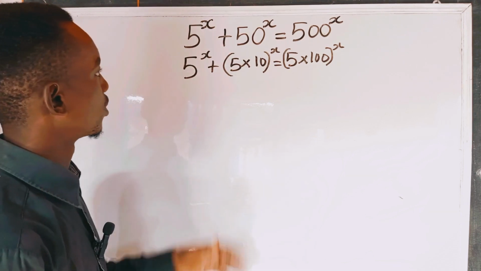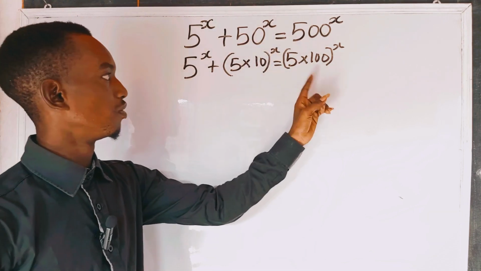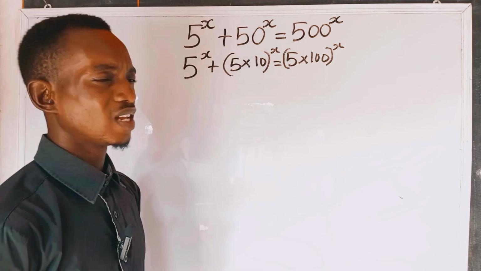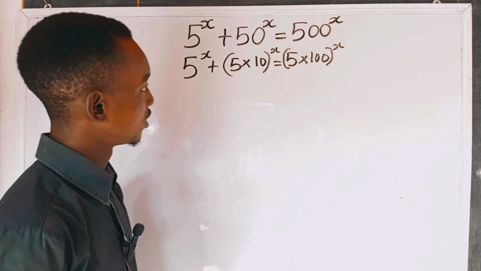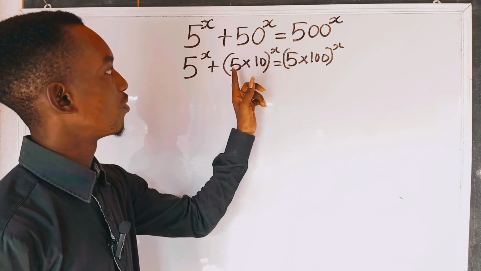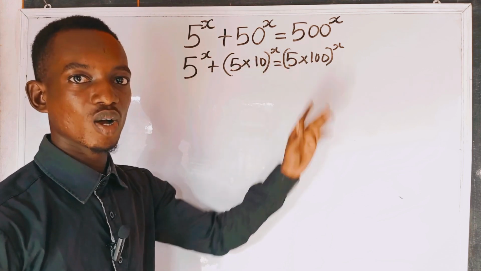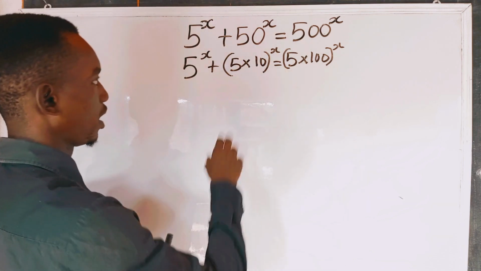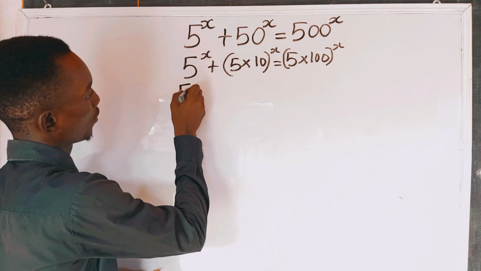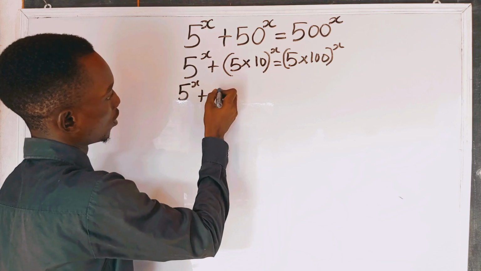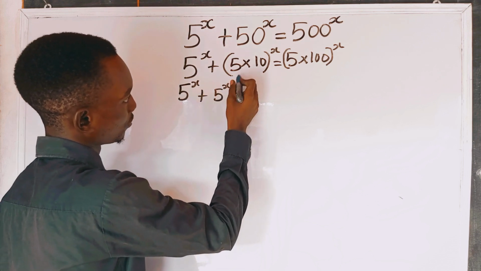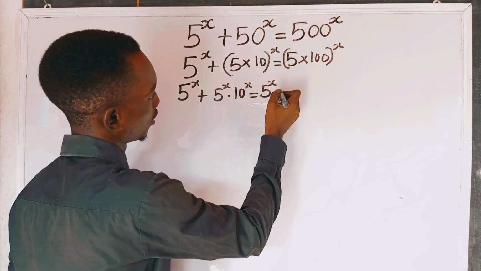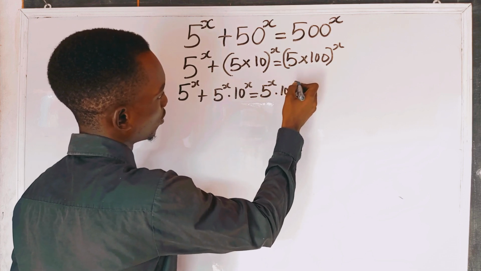I haven't done anything wrong here. Okay? Because 5 times 10 is 50, and 5 times 100 is 500. Now, after extracting 5, what's the next thing to do? Using the law of indices, I can also extract 5 to the power of x from this. Because I want uniformity, I want everything to be uniform. So here I can have 5 to the power of x plus 5 to the power of x times 10 to the power of x equals 5 to the power of x times 100 to the power of x.